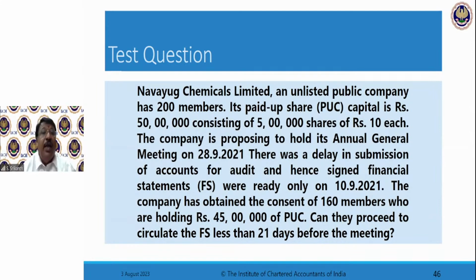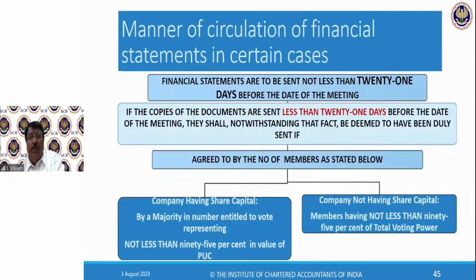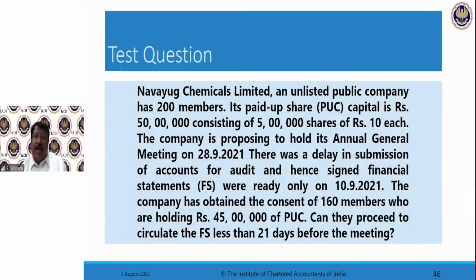Now there are 160 fellows. Those 160 people, the majority, should be holding 95%. Okay, you can understand 95% of paid up capital. What is the paid up capital for this company? 5 lakh. What is 95%? Somebody has rightly said 4,75,000.